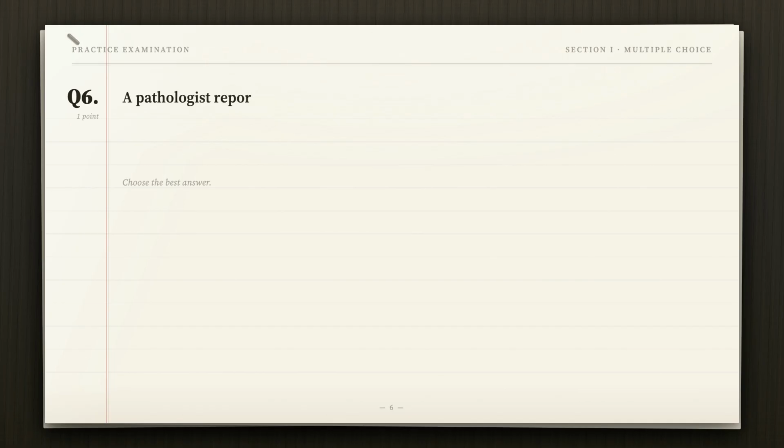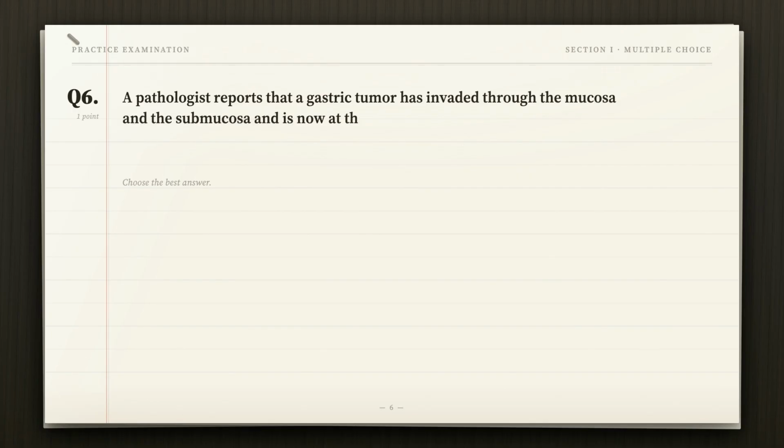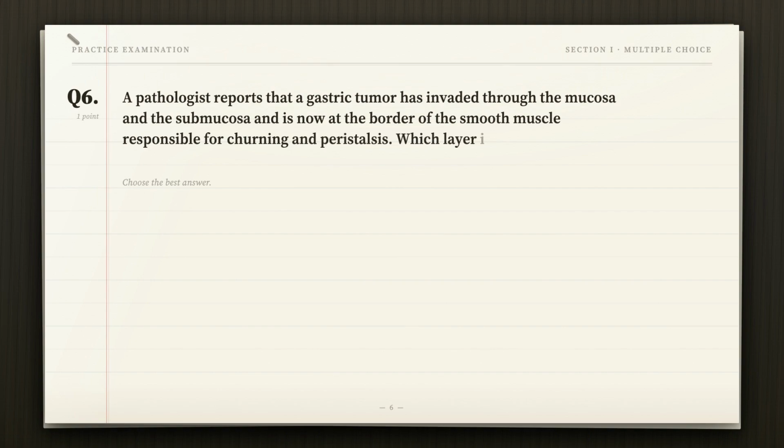Question 6. A pathologist reports that a gastric tumor has invaded through the mucosa and the submucosa and is now at the border of the smooth muscle responsible for churning and peristalsis. Which layer is the tumor about to enter?